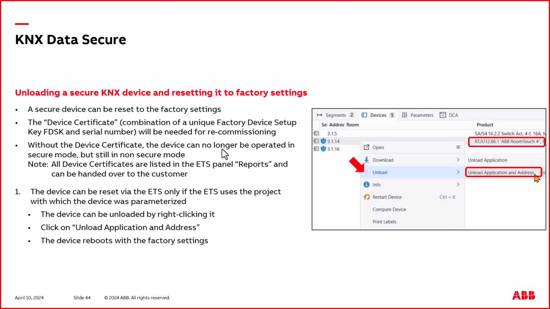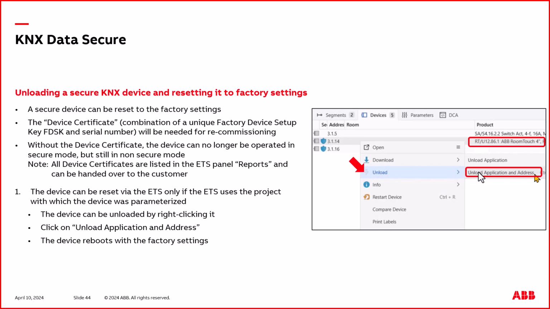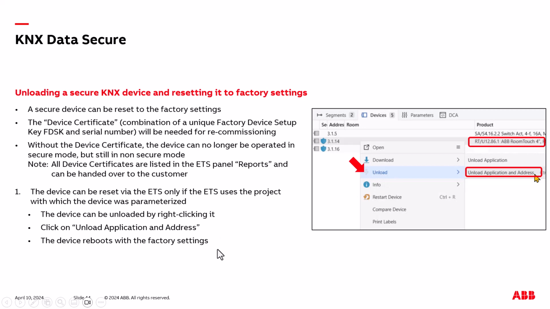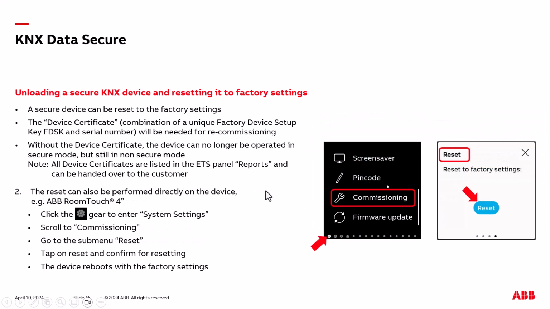So one possibility is you do this factory reset in the ETS. You click on the device in the topology or your building view, right mouse click, unload application and address. And then the ETS sends a command to the device. The device accepts this command because it comes here encrypted with the tool key, everything is fine, and the device will be unloaded and reboots with the factory settings. It's the easiest way.